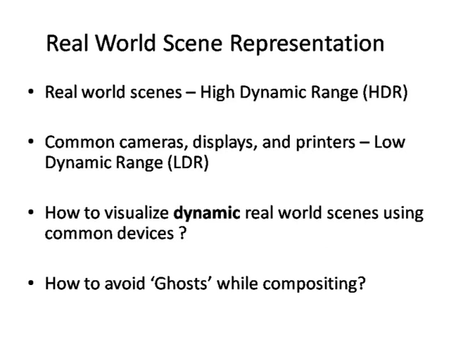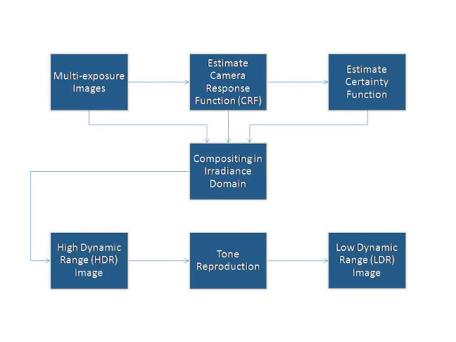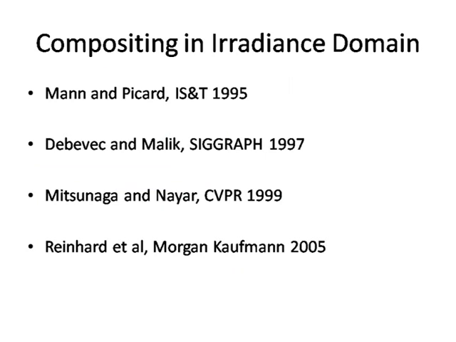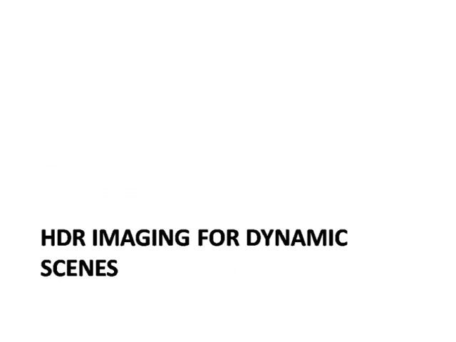So now the problem can be rephrased as how to visualize dynamic real-world scenes using common devices. In other words, how to avoid ghosts while compositing multi-exposure images without the knowledge of the camera response function. The high dynamic range imaging methodology which requires the camera response function is as shown in this figure. Here are the references which explain the high dynamic range imaging methodology. For dynamic scenes, let us consider two techniques for avoiding ghosts in high dynamic range imaging.